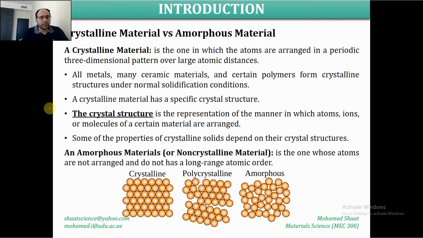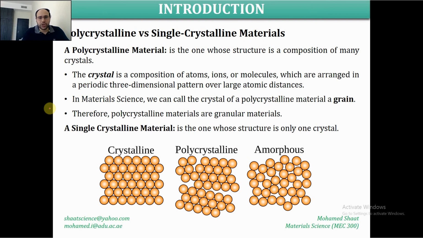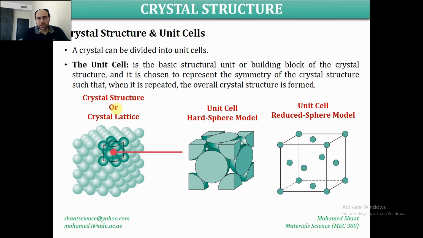Over the last video, we discussed only 3 slides. We spent enough time to explain what a crystalline material is, what the difference is between a crystalline material and an amorphous material, a polycrystalline material, and the important thing, what a crystal is, and what the crystal structure itself is. And then we discussed the unit cell, the basic structural unit or building block from which any crystal structure is composed.